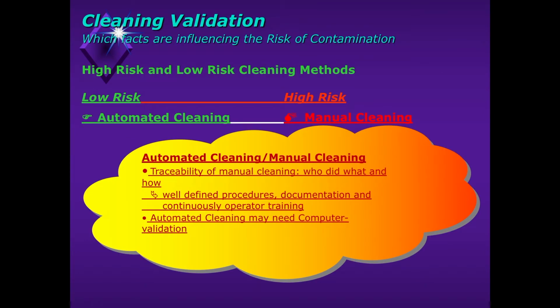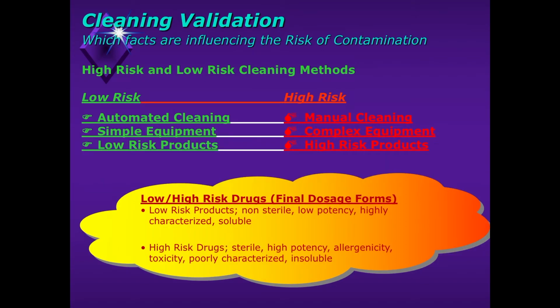Before we start how to validate a cleaning procedure, let us discuss the situations where low risk exists and where there is high risk. In case of automated cleaning, the risk is very low. In case of manual cleaning, the risk is very high. Similarly, for simple equipment the risk is very low, and for complex equipment the risk is very high. For less potent products, the risk is very low, and if we are processing highly potent products, the risk is very high. Low risk products are non-sterile, low potency products, while high risk drugs are sterile and highly potent products.